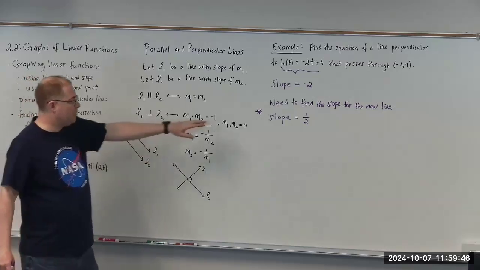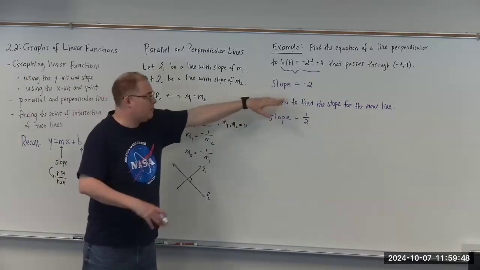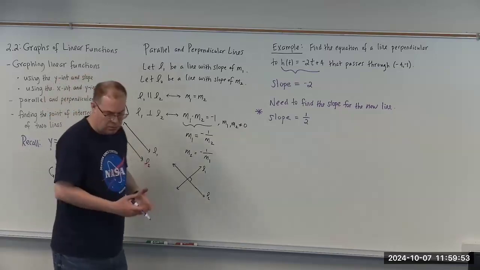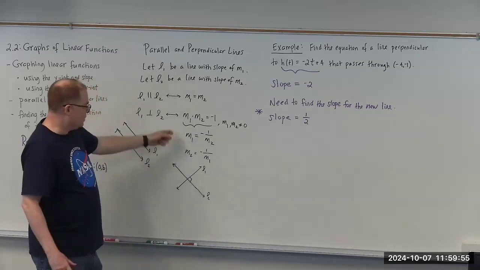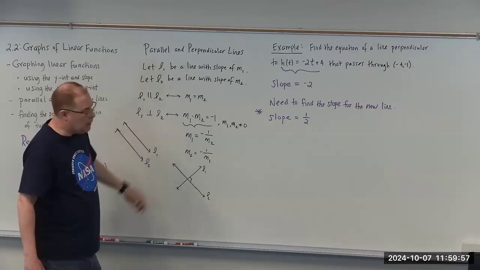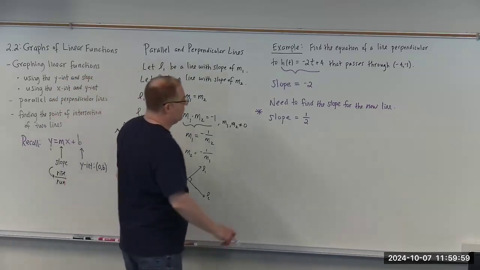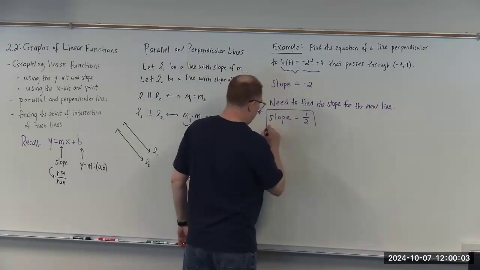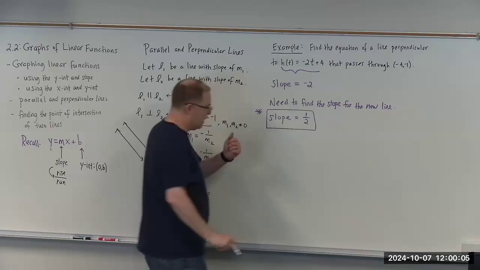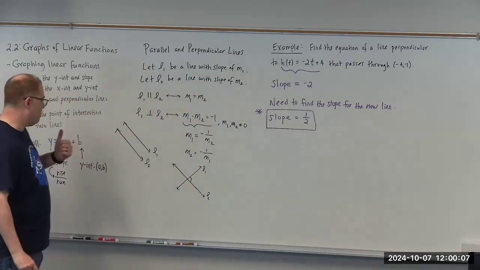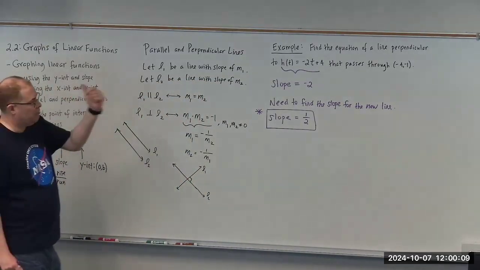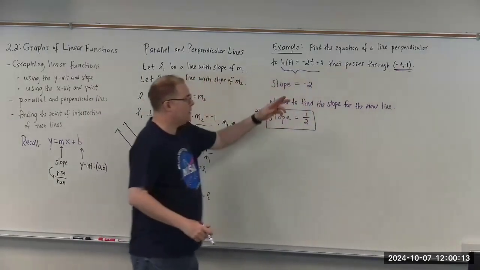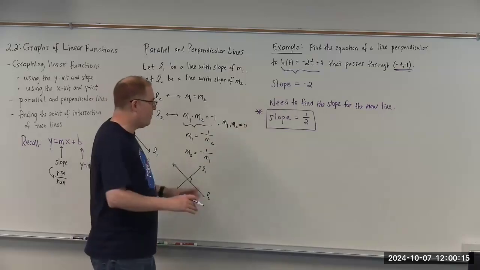So again, how do we get this? We take the reciprocal and then take the negative of that. We call that the negative reciprocal. That's what these formulas are saying. So this is what we want to use. Now we have our slope, and we're also given the point. Our line that we're trying to find has to go through that coordinate, so we have everything.